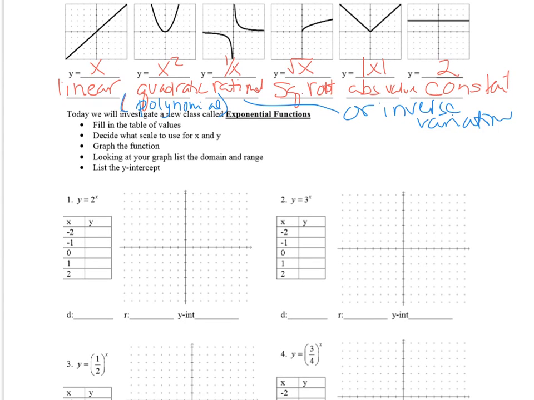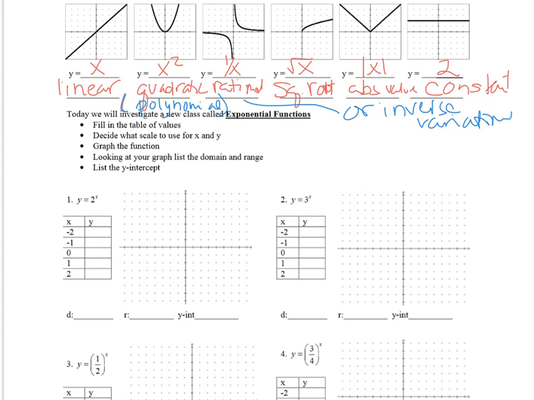These are exponential. Note the difference here that this is not a polynomial. This isn't x to a fixed exponent. It's a fixed base, that's the 2, with a variable exponent. That's what distinguishes this from a polynomial like the quadratic one up here, that the base is the number and the variable is where the exponent is.